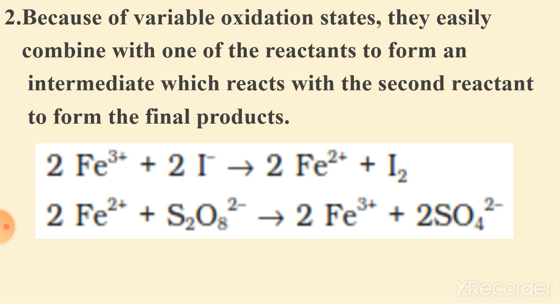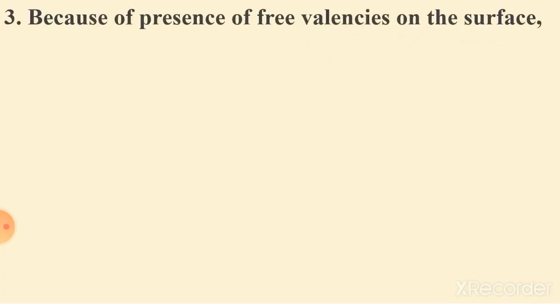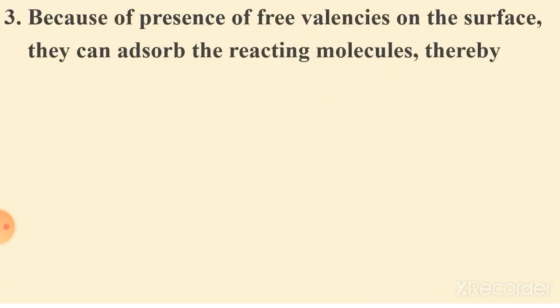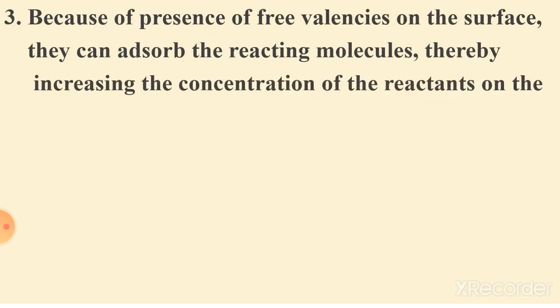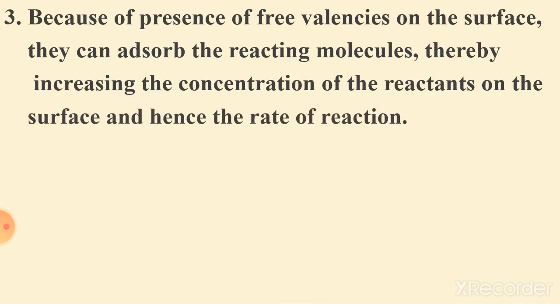So again here, catalysts do not change their chemical property, but due to the variability of d block elements in their oxidation state, they can show the catalyst property. Now students, third point: because of the presence of free valencies on the surface, they can absorb the reacting molecules, thereby increasing the concentration of the reactant on the surface and hence the rate of reaction. So these are the three basic reasons which I have given here in detail.